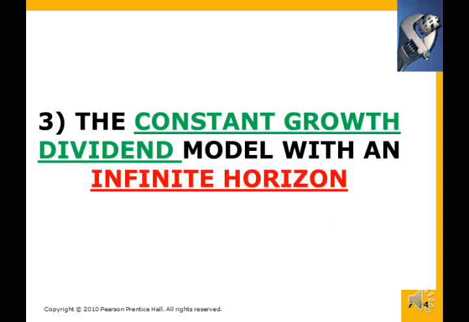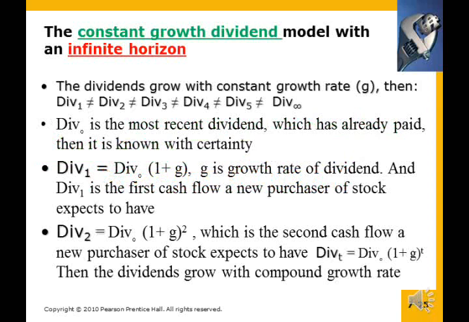The third model, a constant growth dividend model with an infinite horizon. In this model, the dividend grows with a constant growth rate. That means in this case the dividends are not equal. It grows, but the growth rate is equal. Okay? So I have dividends that are not the same.